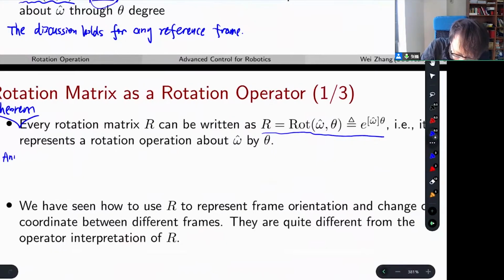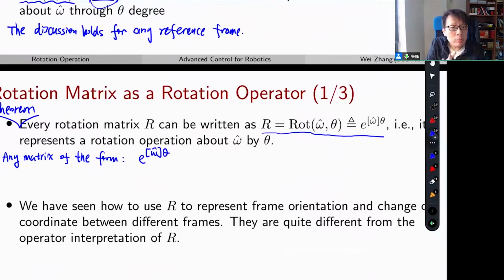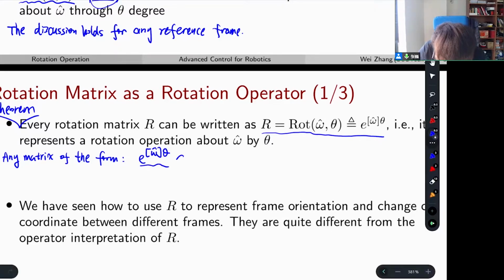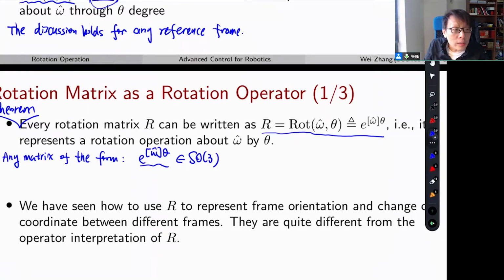Any matrix of the form, let's call that E to the omega hat theta. That's a very special matrix. It's obtained by taking a matrix exponential of a skew symmetric matrix, right? For any matrix of this form, it always belongs to SO3. It's always a rotation matrix that we defined before.